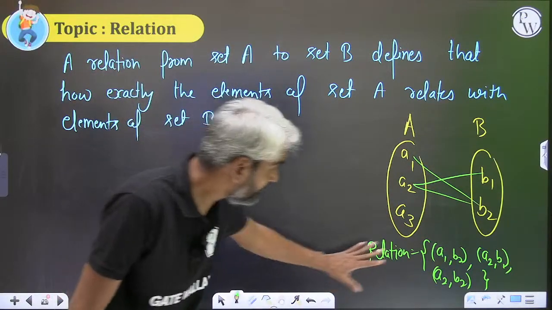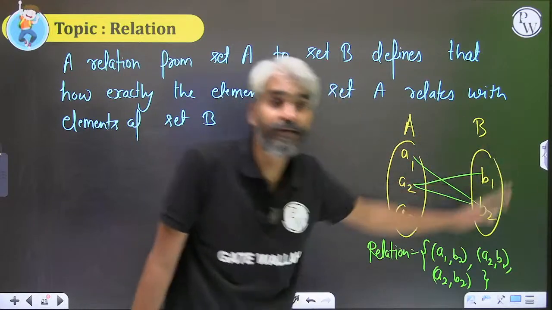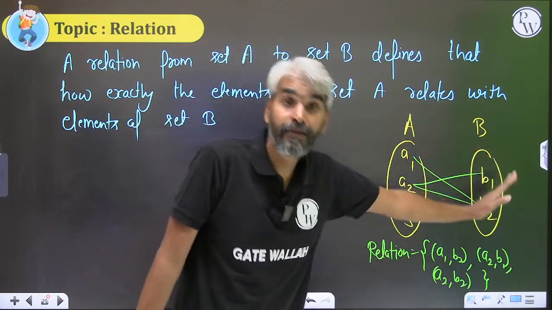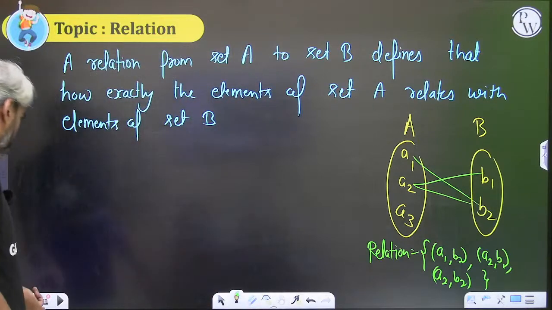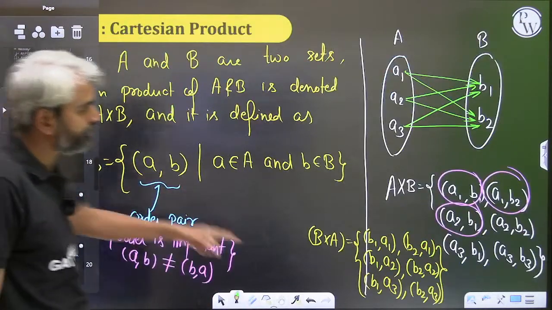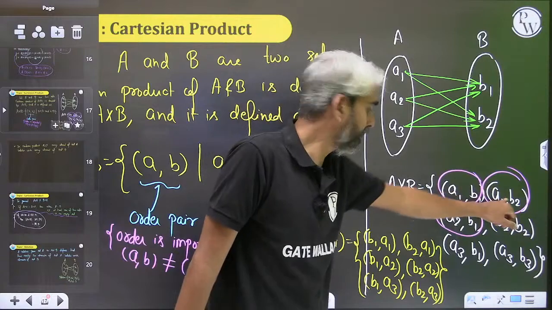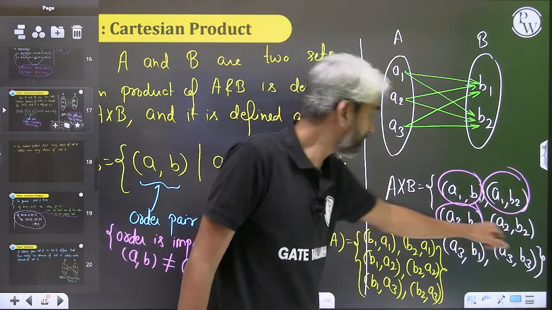Do you realize that this relation from A to B is a subset of A cross B? All these ordered pairs are also present in A cross B. A1, B2 is present. A2, B1 is present, A2, B2 is present.